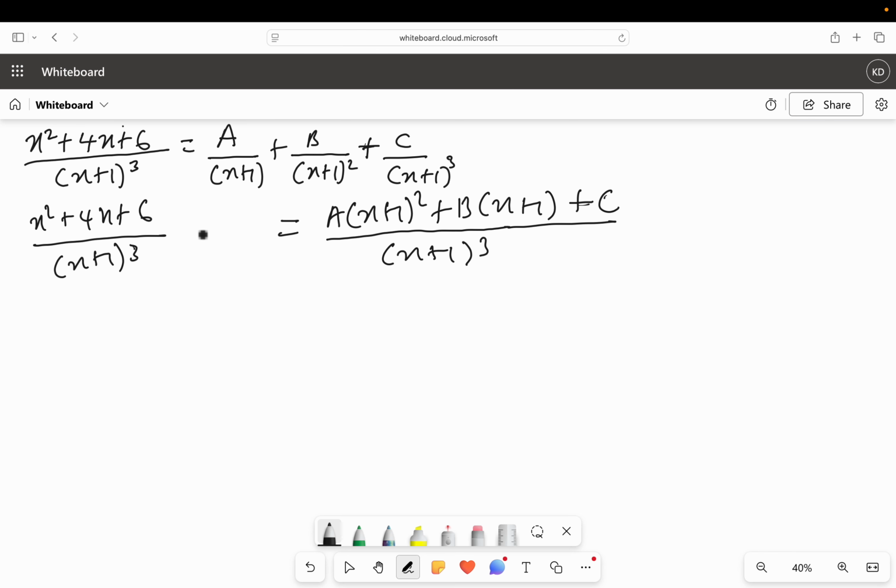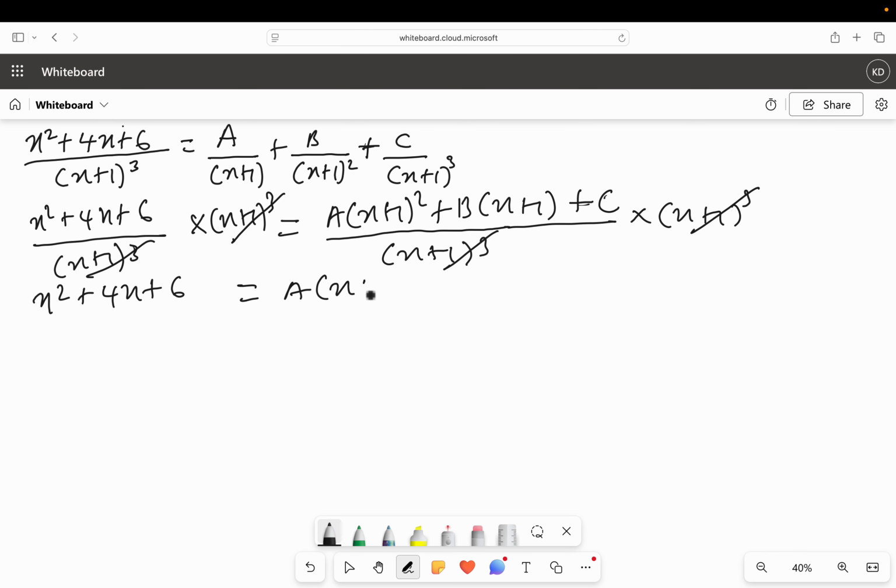So I just have to multiply both sides by s plus 1 cube. Here I will have s plus 1 cube. So this one will cancel, this one will cancel. And then I will have s squared plus 4s plus 6 will just be a into s plus 1 squared plus b into s plus 1 plus c. So it will be easier if I just substitute s to be minus 1. So I will have my a and b cancel. So let s be minus 1.